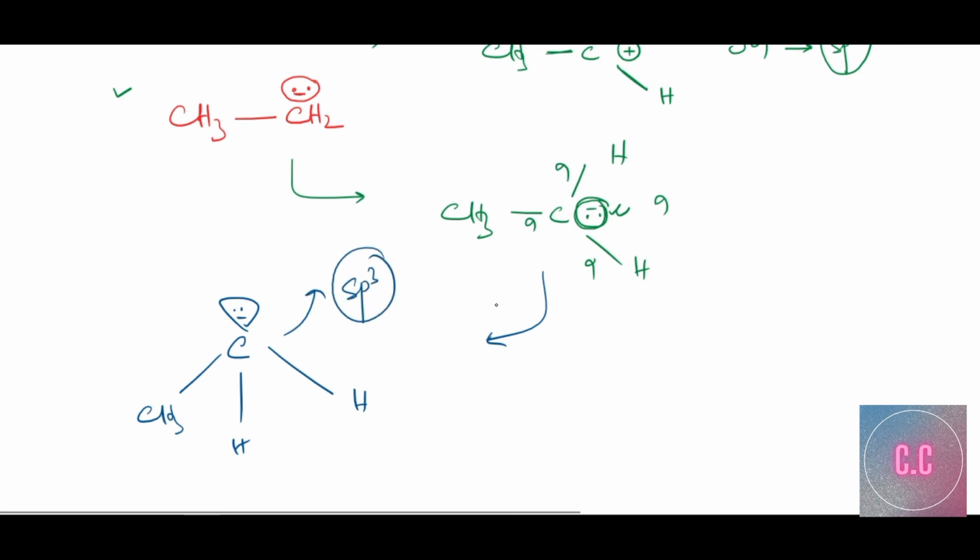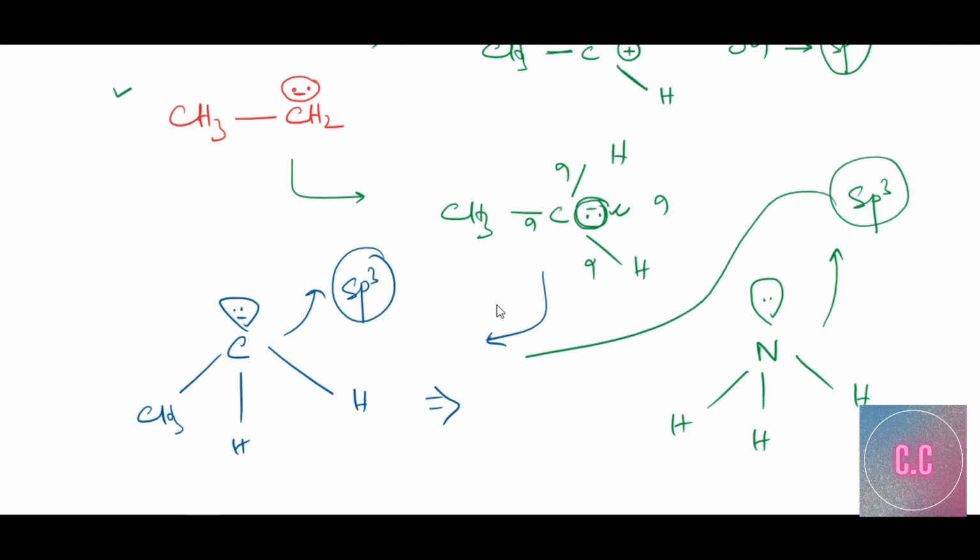Remember, if you forget the hybridization of the carbanion, just compare the carbanion with ammonia. You can see ammonia, N, H, H, H, and one lone pair. It is sp3 hybridized. In the same way, the carbanion is also sp3 hybridized. That's all.